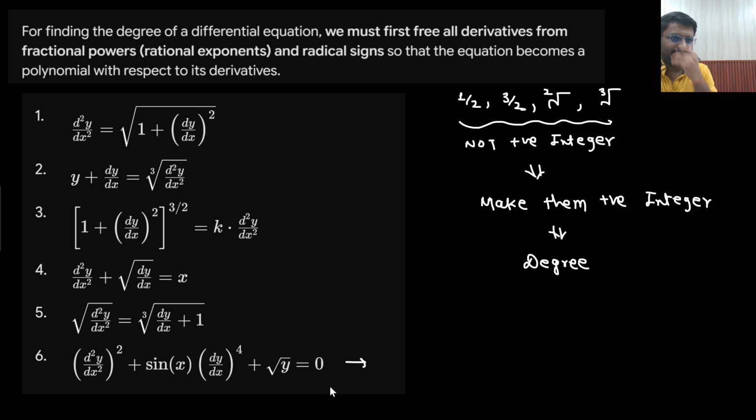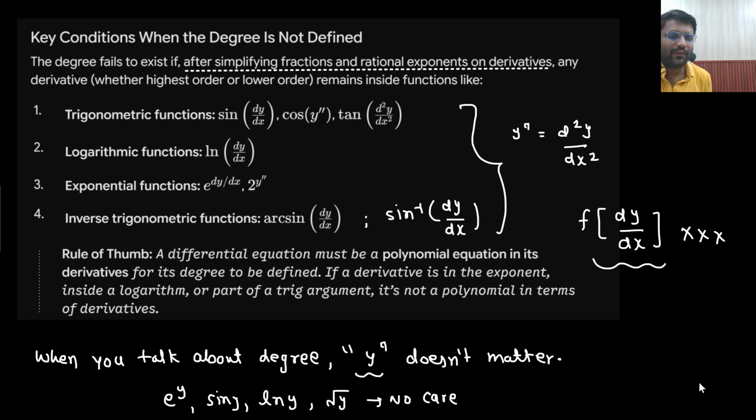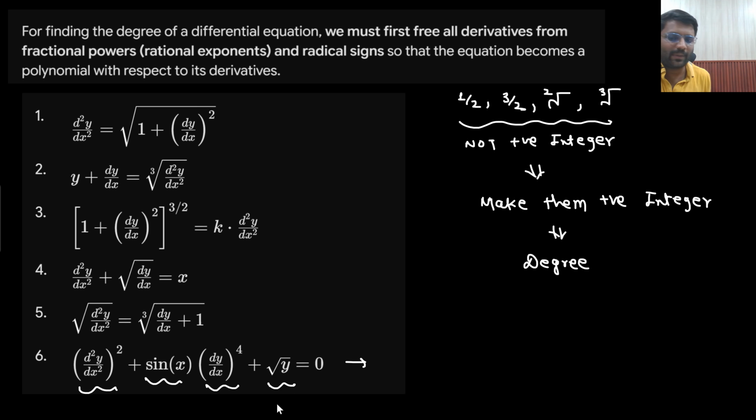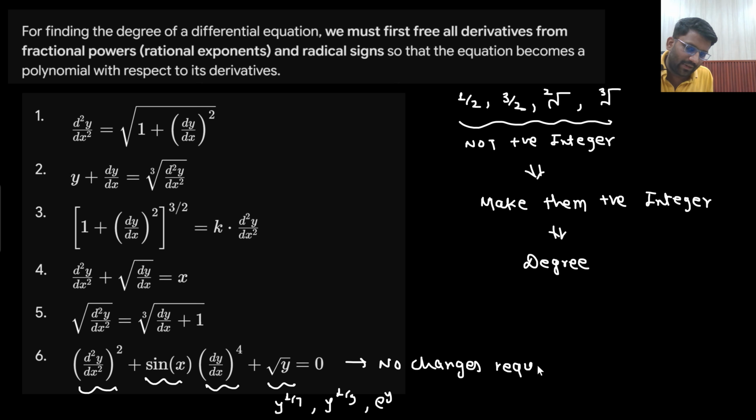Tell the answer of this question. Do I need to change it? First of all, you let me know, will the degree be defined? Yes, sir, there is no issue. Sin x, no problem. No problem here. And do I have the problem here? No. Why is that so? When we talk about degree, we don't care about y. Whether you are under root, having power 1 by 4, power 1 by 7, power 1 by 9, or you are having e to the power y, I don't care about y. I only care about your derivatives when I talk about degree. So no changes required here. Again and again, I am repeating the same line.